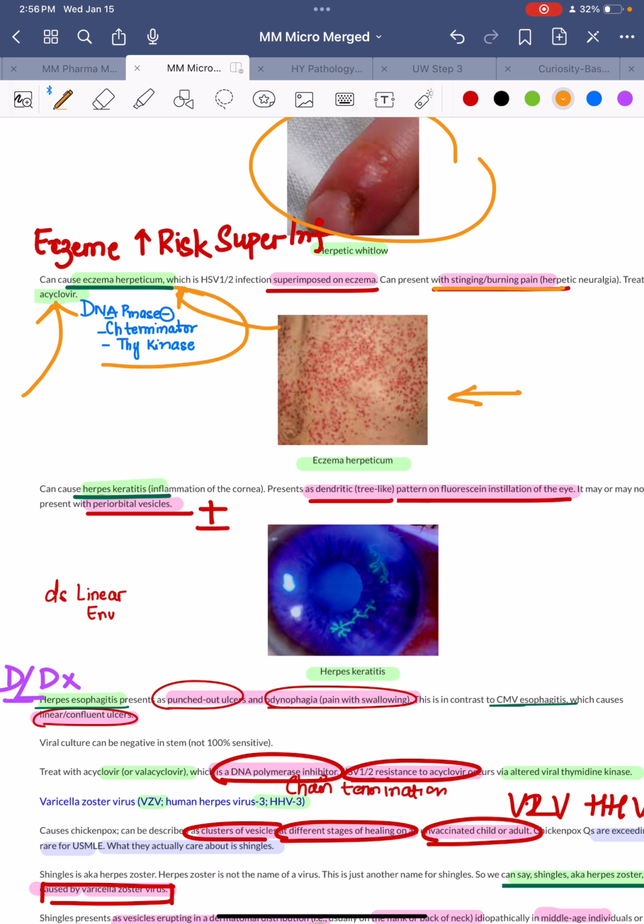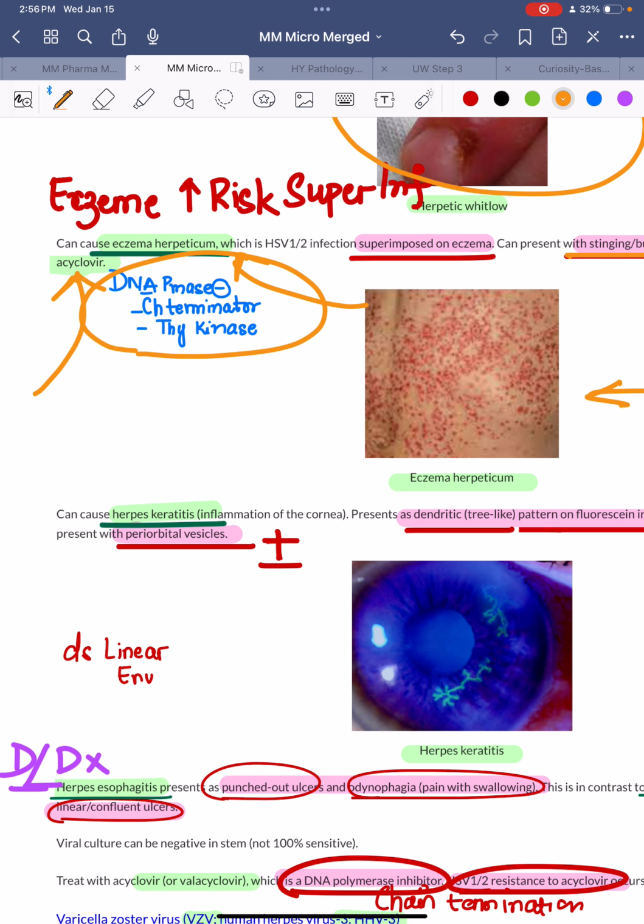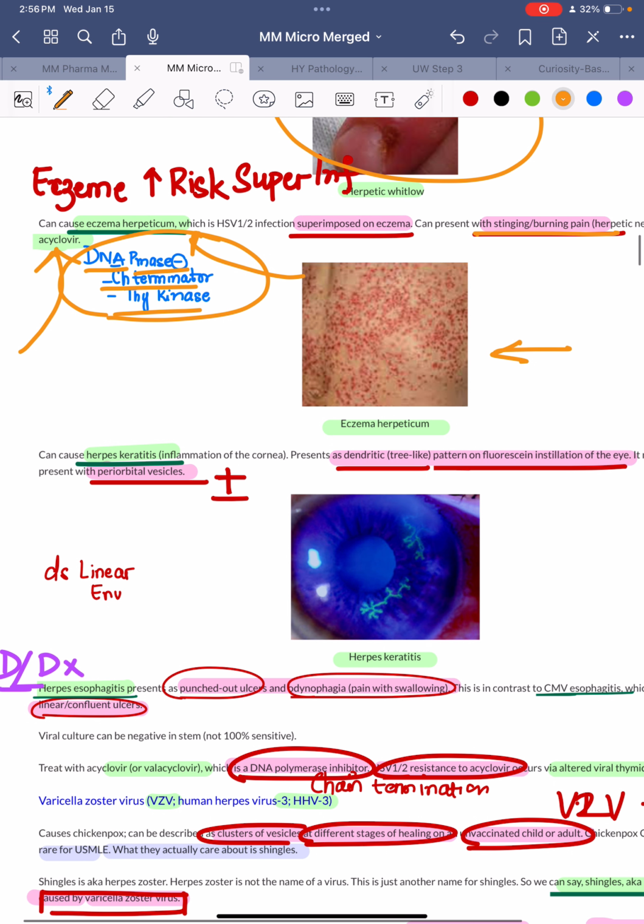And they can also ask for the mechanism of action for this particular drug, that it is a DNA polymerase inhibitor or chain terminator, activated by thymidine kinase, and the mechanism for its resistance would be alteration in thymidine kinase. So it can basically treat eczema herpeticum as well, right?